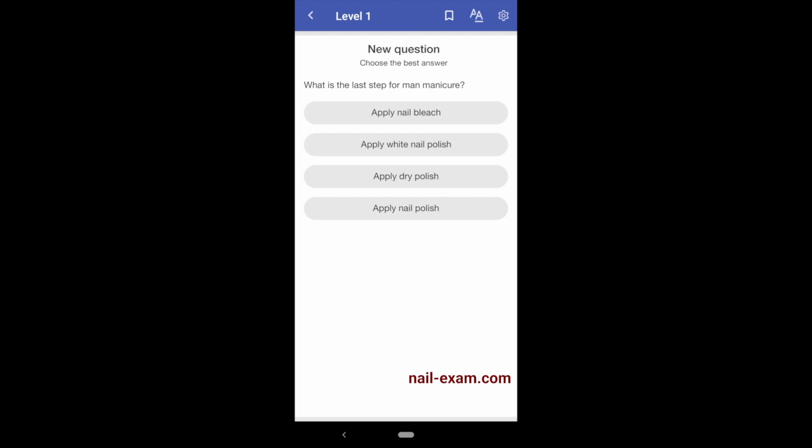What is the last step for a manicure? Answers: A. Apply nail bleach. B. Apply white nail polish. C. Apply dry polish. D. Apply nail polish. The answer is C.